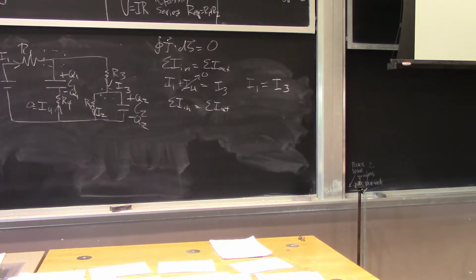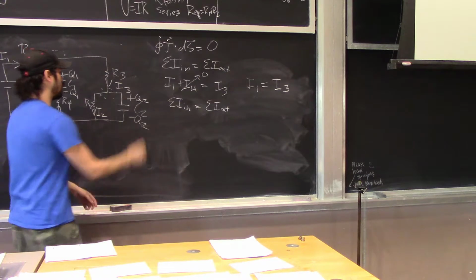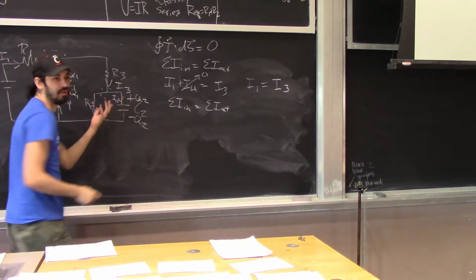Now there's actually something else we could have labeled here that we didn't, but we still get the same idea. Is there a fifth current? Yeah, we could have said that there was an I5 here, right? We could put that there.